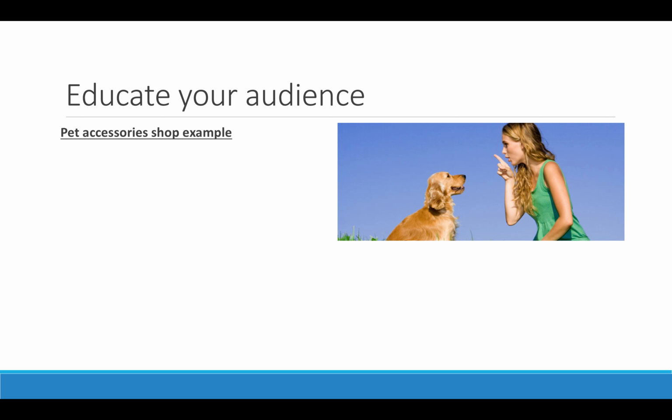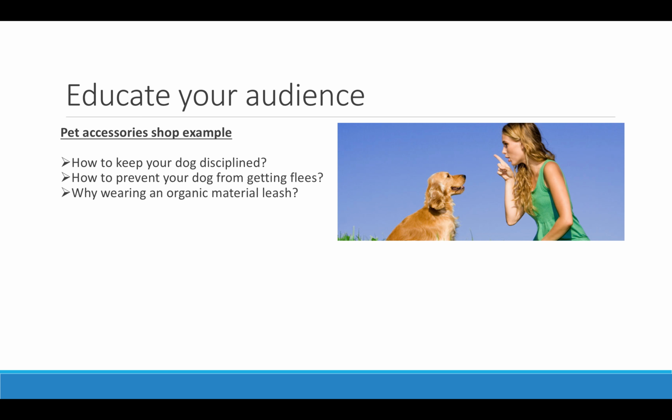So, in this example, I will say you can start by sending emails related to how to keep your dog disciplined, how to prevent your dog from getting fleas, why wear an organic material leash. Let's say you're offering that kind of leashes and you're explaining the benefits of them compared to the plastic ones. Then, what foods are good for your dog's fur? Like maybe you offer some supplements to have shiny dog fur, the top 10 dog toys. So there might be toys that people have not even seen before, and you will show them to them.